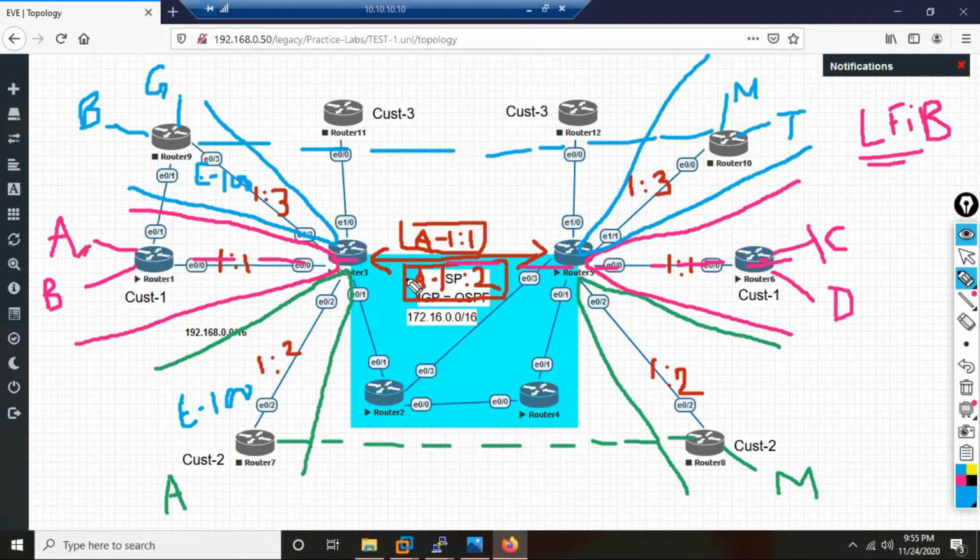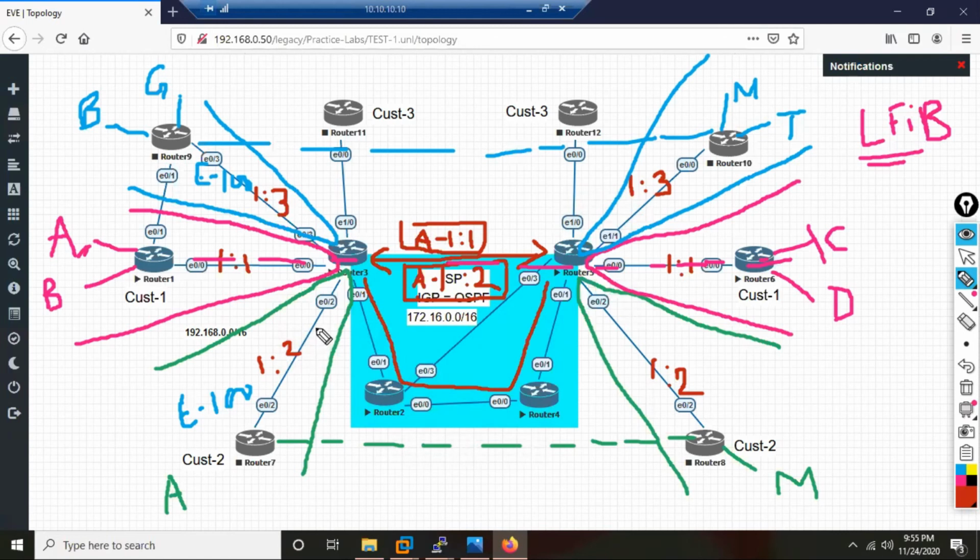Every customer's traffic and routes travel logically, virtually separate, even though the physical path is common. Even though this underlay, this transport, is common, every customer's traffic and every customer's routes flow separately and uniquely. No two customers' routes get mixed up.